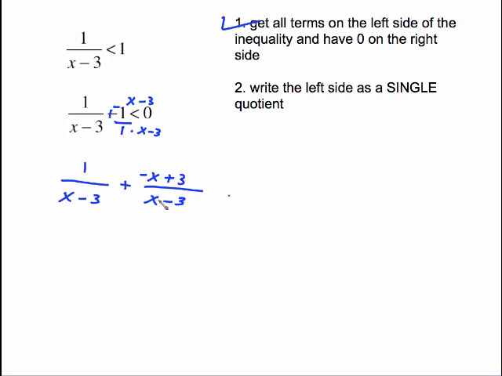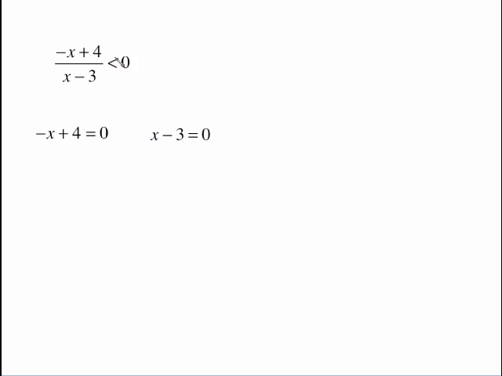Negative 1 times x minus 3 gives me negative x plus 3. Now I have a common denominator. I have created my new numerators. I can combine the numerators and have negative x plus 4 over x minus 3 less than 0. That's what we're going to start working on the next screen. Negative x plus 4 over x minus 3 less than 0.